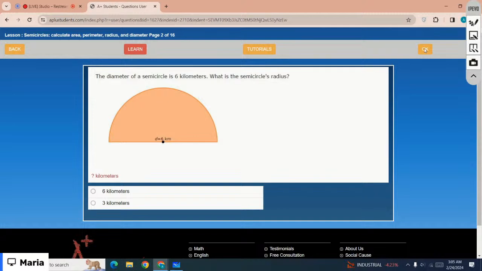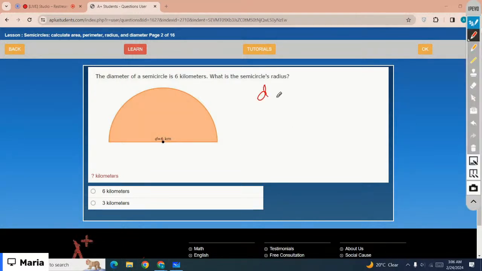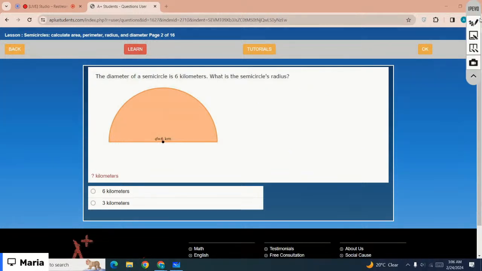The diameter of a semicircle is 6 kilometers. What is the semicircle's radius? You need to calculate the radius of the semicircle. Sorry, you are given the diameter, that is 6 kilometers. You need to find the radius. The radius is half the diameter. The diameter is 6, and 6 divided by 2 is 3. So the radius is 3 kilometers. Got it? Yes, the radius is 3 kilometers. Very good.